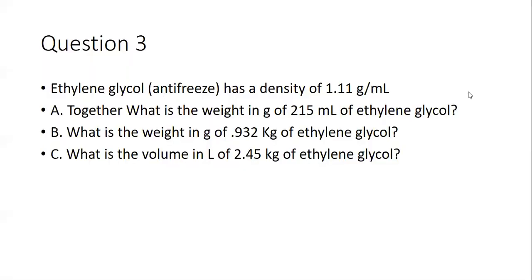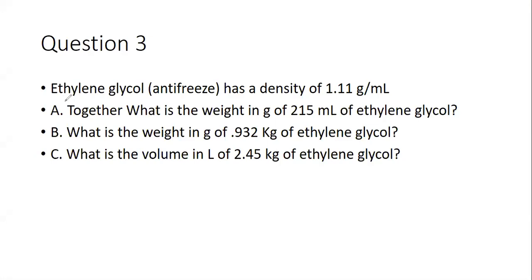And so we're going to work on a little more unit conversion here, doing question 3. And here we're going to look at density. Ethylene glycol is a molecule that's found in your antifreeze. It is a thing that makes antifreeze. And it has a density of 1.11 grams per milliliter. Now, what does that mean?